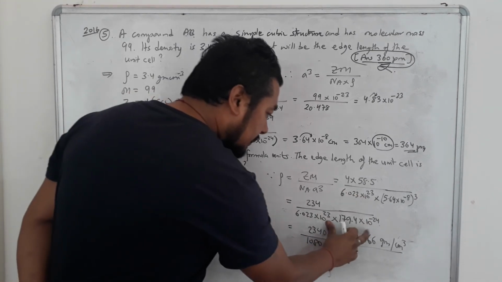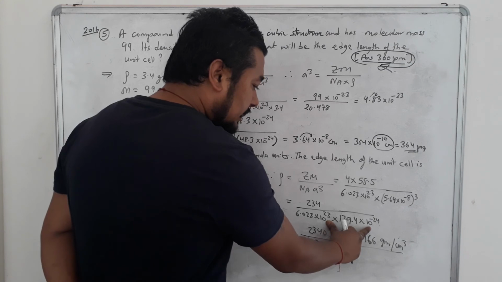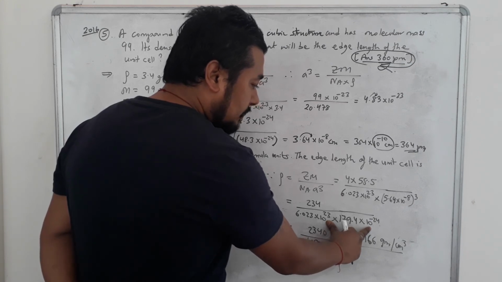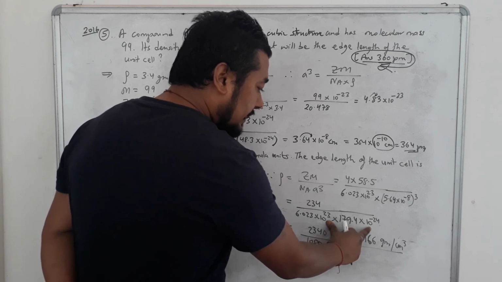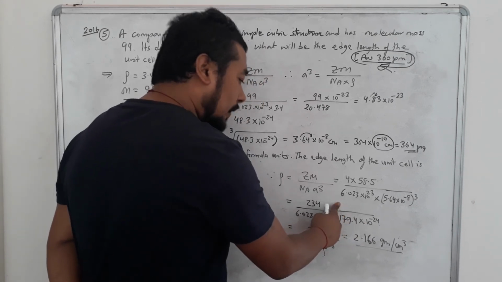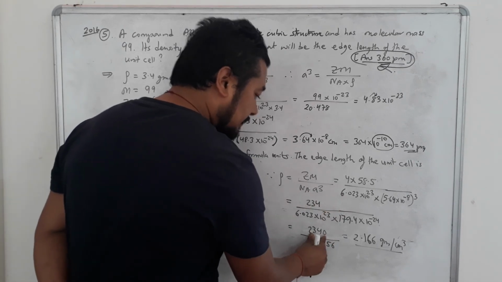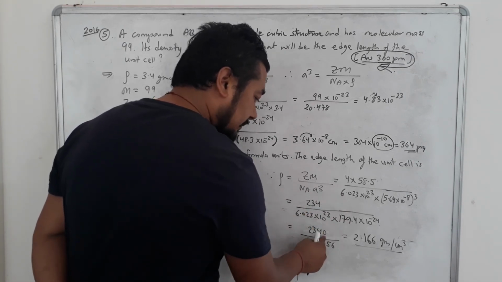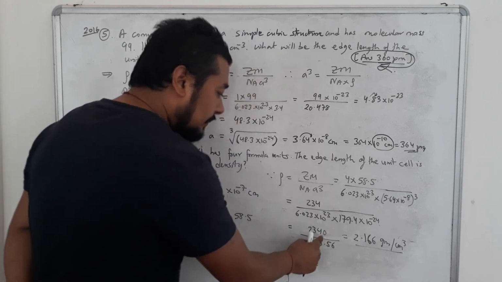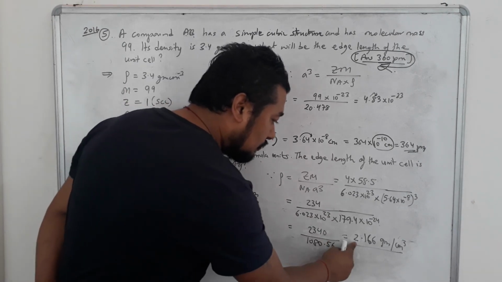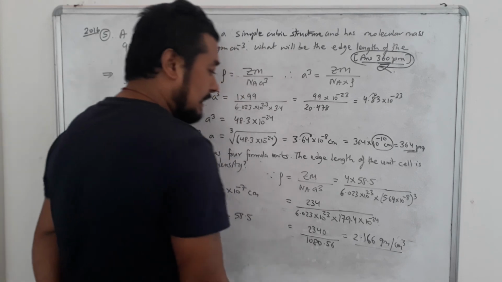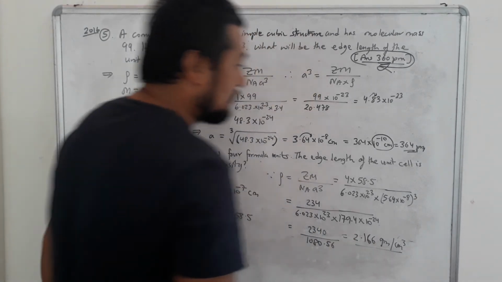Now solving the power, this and this: 10 to the power 23 minus 10 to the power minus 24 will give you 10 to the power minus 1. And if that 10 to the power minus 1 goes up, it becomes 10 to the power 1, which is 10. And if with that 10 you multiply this, you get this much. You have just multiplied this with 10. Now when you divide these two, students, you get 2.166. And the unit of density is gram per centimeter cube, students.